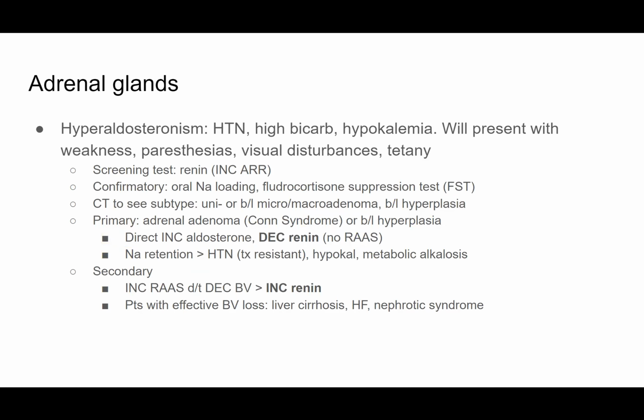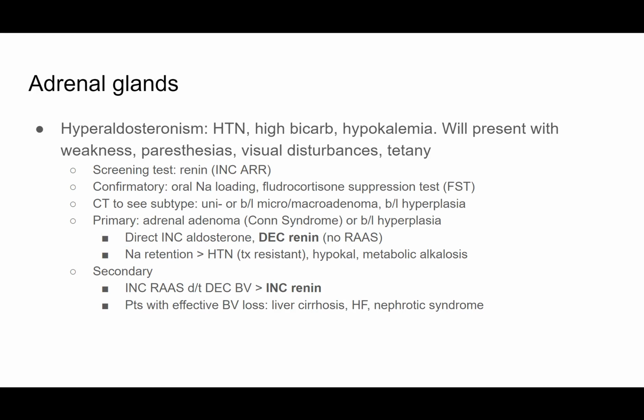And then adrenal glands. So we have hyperaldosteronism. So the patient's going to present with hypertension, high bicarb, hypokalemia, which makes sense because aldosterone affects this. And so you're going to have weakness, paresthesias, visual disturbances, tetany. Why? Hypokalemia. That's what that is in reference to. And then, so screening test, renin, confirmatory, you can use, and then CT. Why CT? It can look for the presence of adenomas.